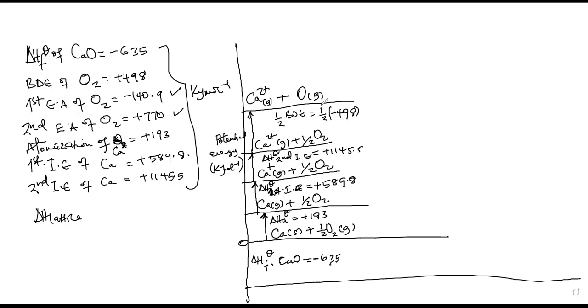After we have formed the gaseous atom of oxygen, this gaseous atom undergoes electron affinity, and the first electron affinity is negative, while the second is positive. So at this point we have the oxygen gaseous atom undergoing the first electron affinity. So we shall have the enthalpy of first electron affinity, and it is going to be negative 140.9 as given here.